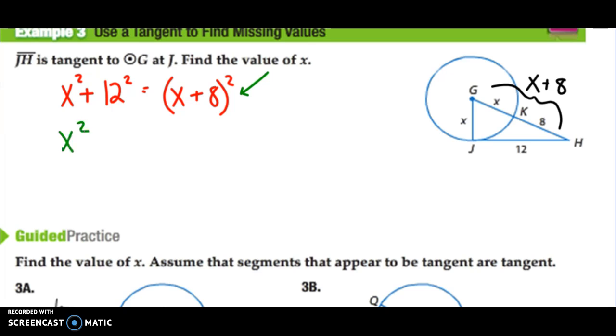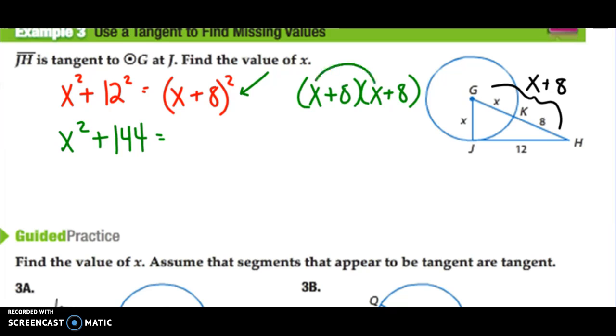So x squared plus 144 is equal to, and x plus 8 squared is the same as x plus 8 times x plus 8. Again, it's going to be something we'll look back at in algebra 2. So x times x is x squared. Okay, the middle part, 64 at the end. Okay, and then 8x plus 8x is going to be 16x.